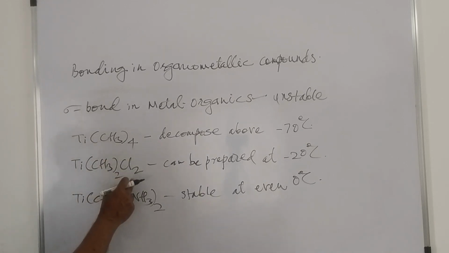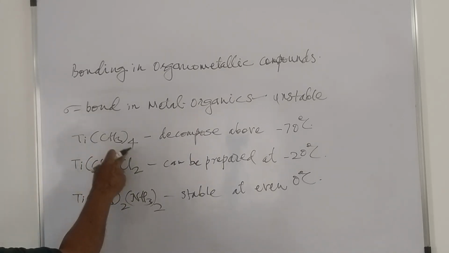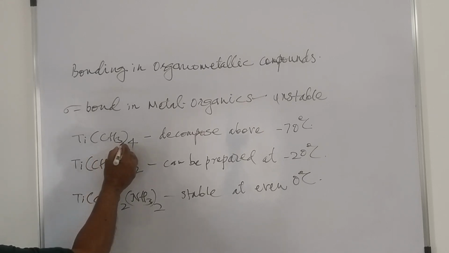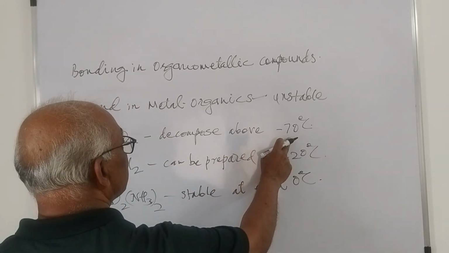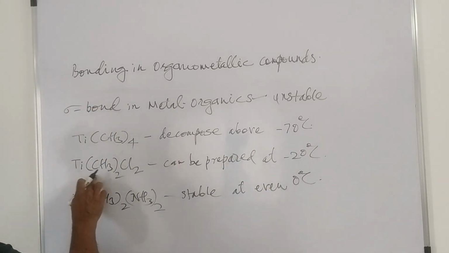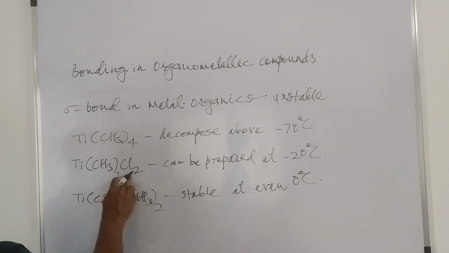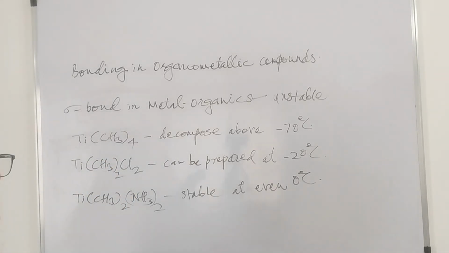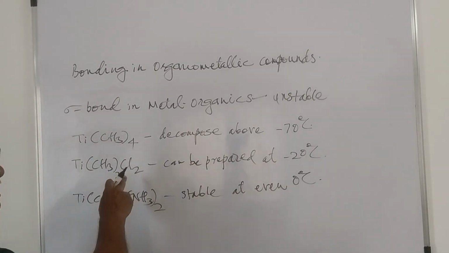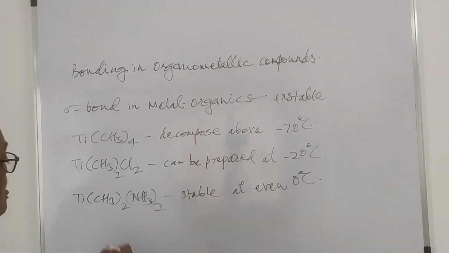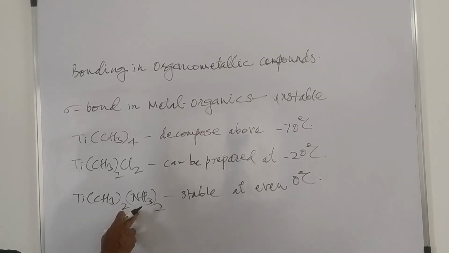So you can compare these ligands. Here you will find that there are all methyl groups surrounding the titanium. So methyl groups are electron donors, that is why it is stable up to minus 70 degrees centigrade. But in this case you will find that two of the methyl groups are replaced by Cl2, and this chlorine is more electronegative, and it has strong electron attracting power. And this nitrogen is also more electronegative, and it also has electron attracting power.